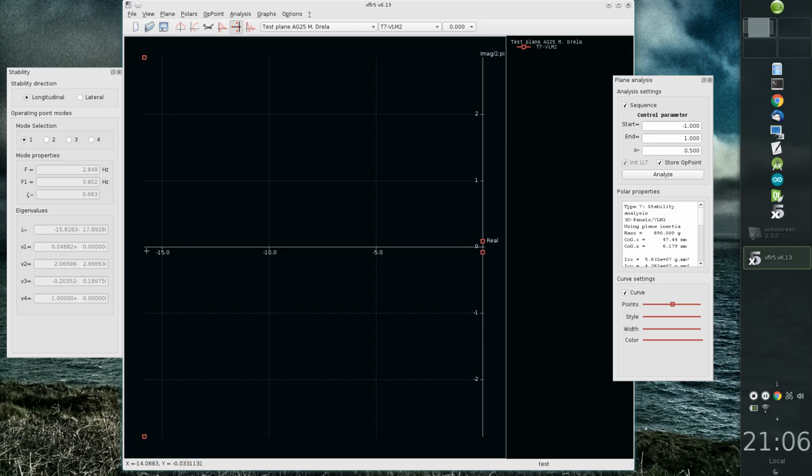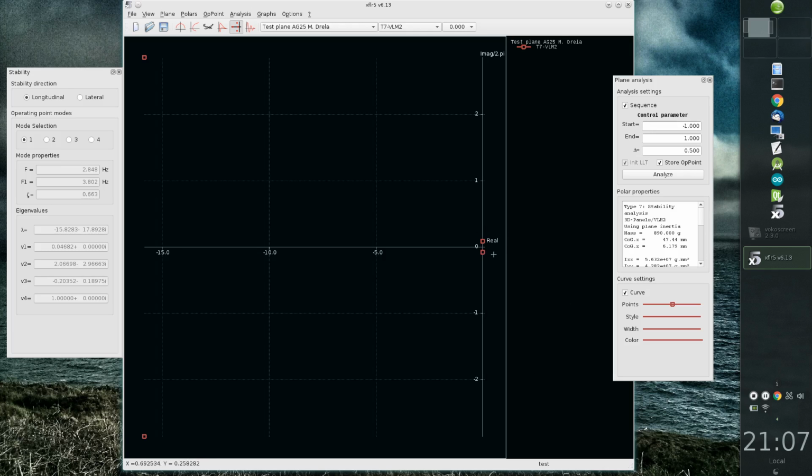Negative values mean a damped mode. Positive values would mean an undamped, unstable mode. So the further down the negative values on the real axis, the further the stability and the damping. This mode, for instance, will be heavily damped and it will have high frequency. And these 2 points correspond to the short period mode.